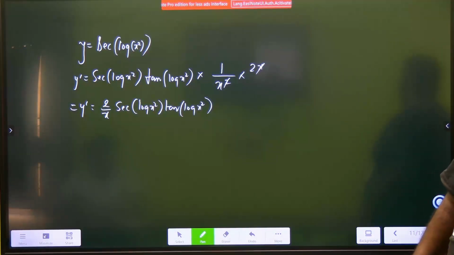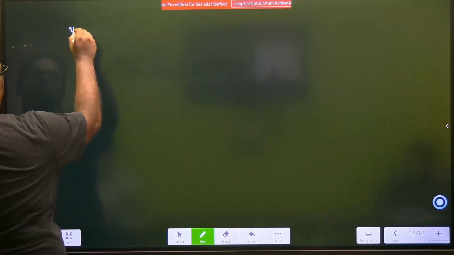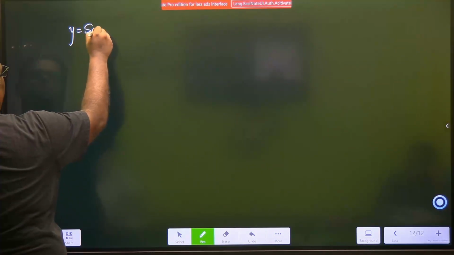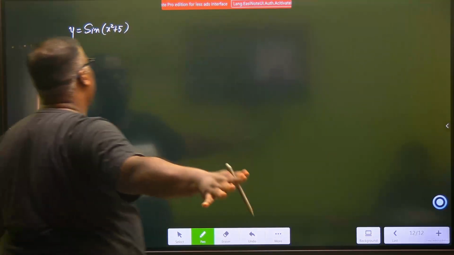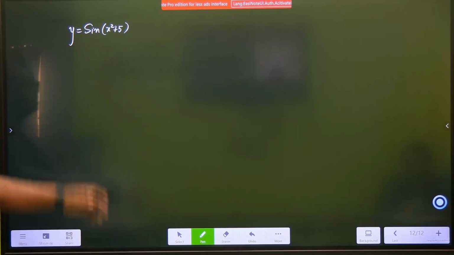Mila, 5.2. Acha. Tell me the first problem of 5.2. I'll just write on the board. Y equal to sine of x square plus 5. Just close the book with your finger inside. Do you think this is that difficult?